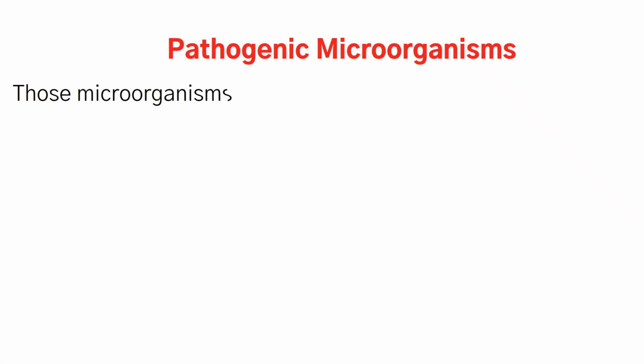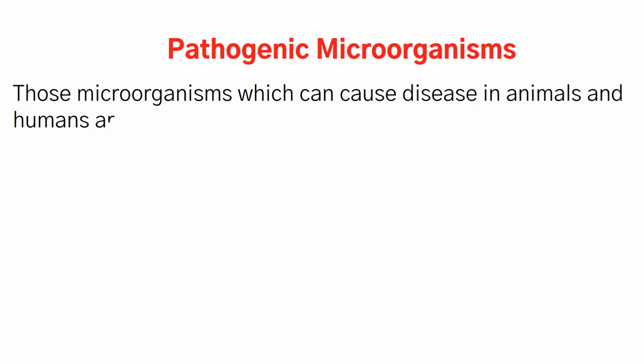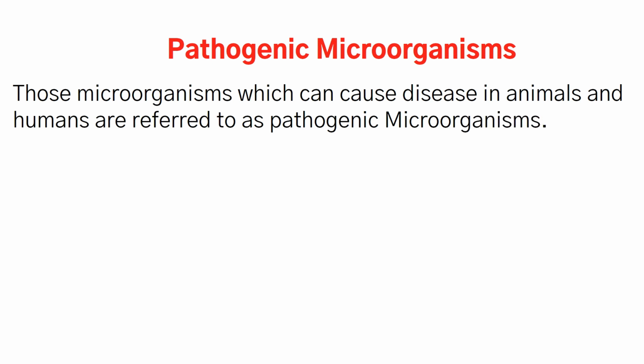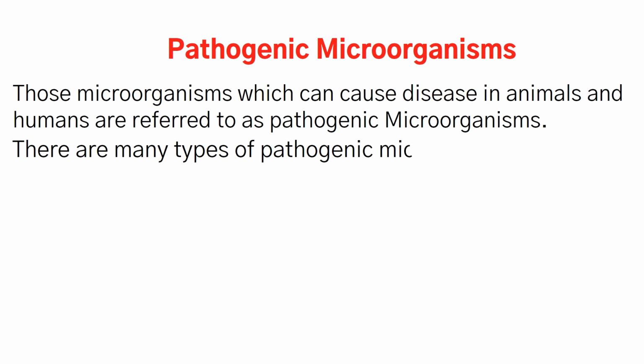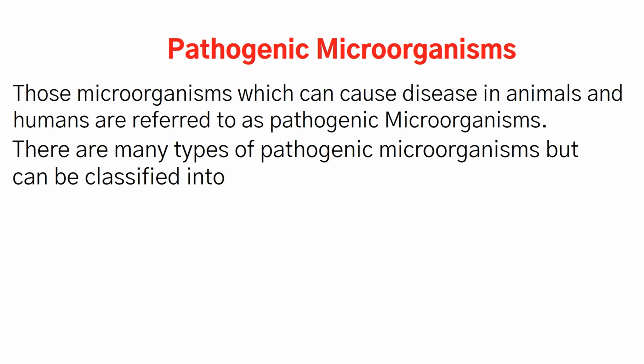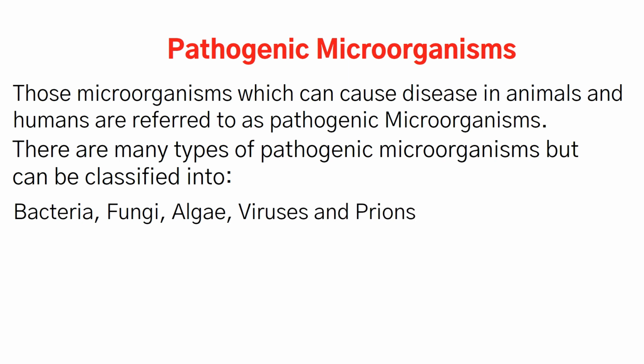Those microorganisms which can cause disease in animals and humans are referred to as pathogenic microorganisms. There are many types of pathogenic microorganisms but can be classified into five specific types that include bacteria, fungi, algae, viruses, and prions. We will discuss them.